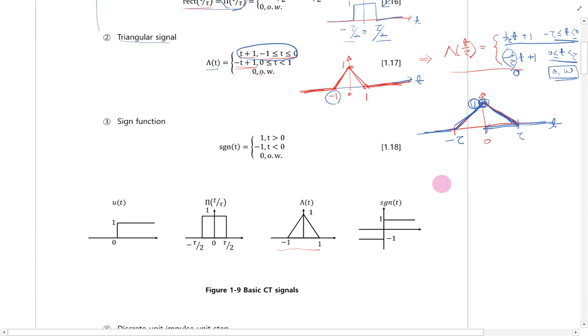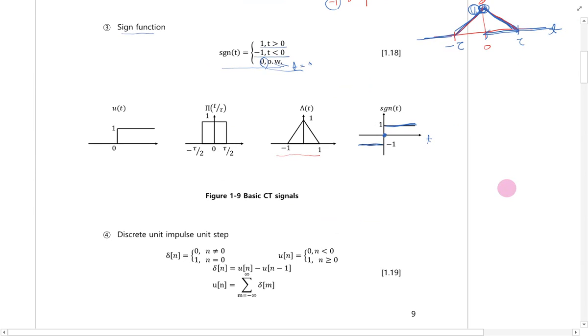The last one is the sign function. The sign function is defined here. If t is positive, it's 1. If t is less than 0, then it is minus 1. If t equals 0, then it is 0. So the sign function looks like this: when time is positive, it is 1; when time is negative, it becomes minus 1; and if t equals 0, then it's 0. So we have covered the three basic functions.